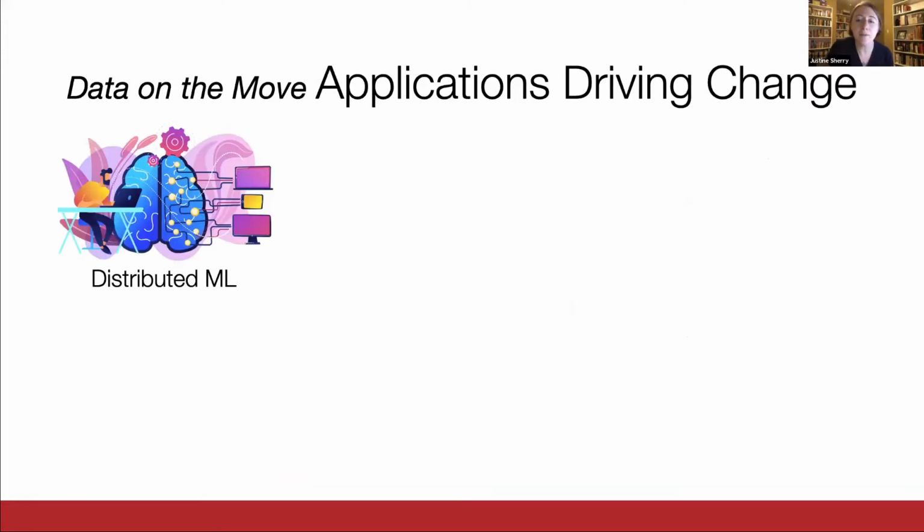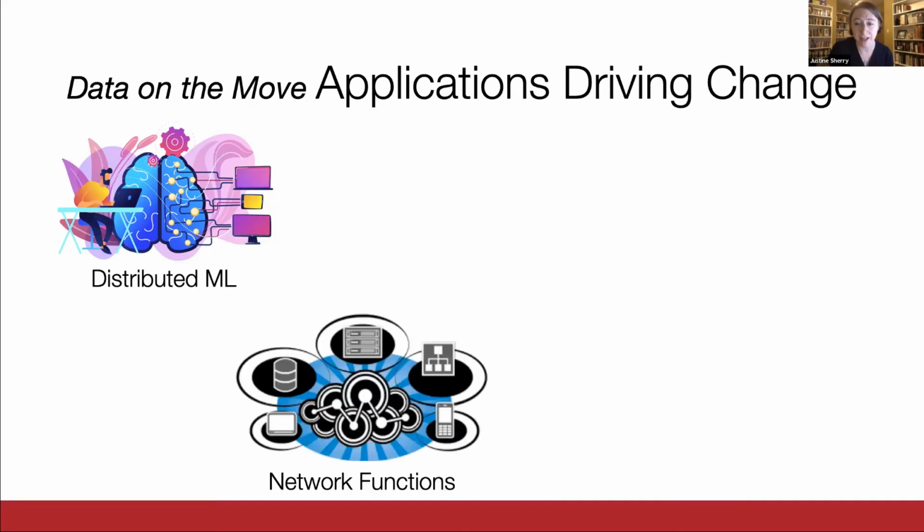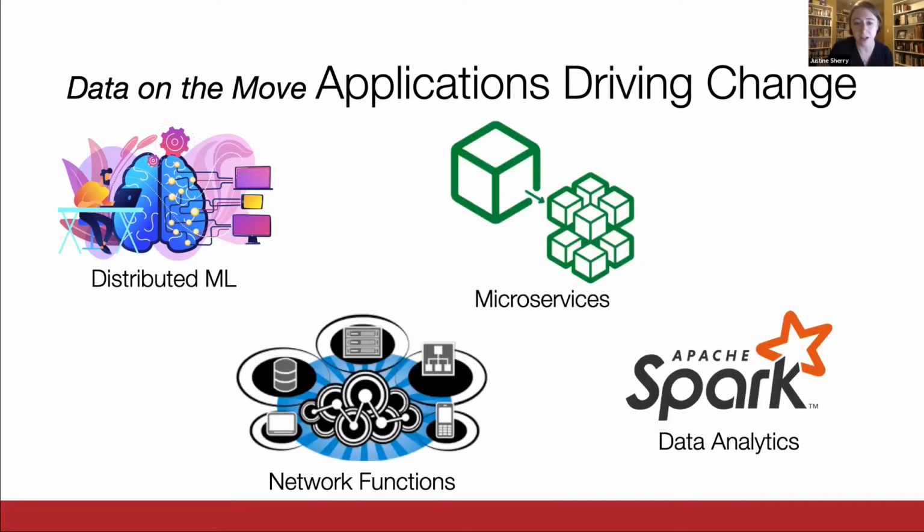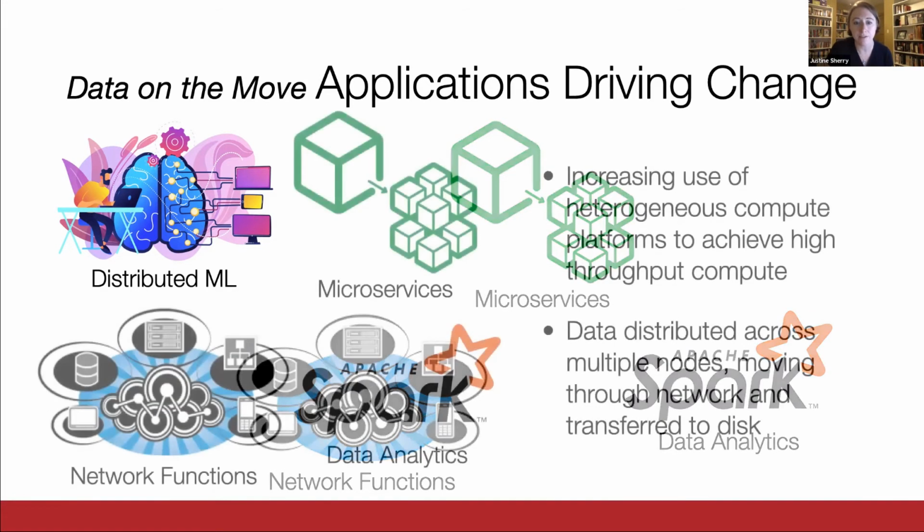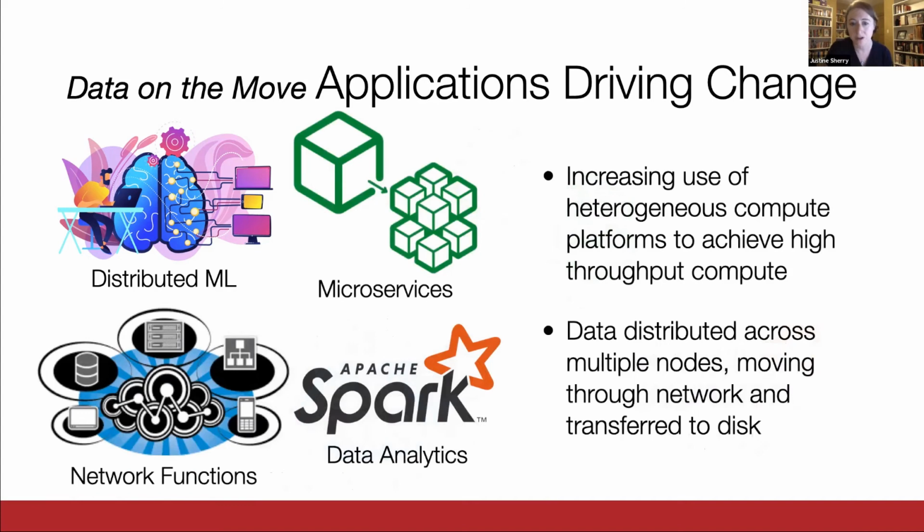Now, data on the move applications are driving change all over the systems landscape. We see things like distributed machine learning, network functions, machine learning, and data analytics, shipping data all over the place. And alongside this data that's being shipped from endpoint to endpoint, we see an increasing use of heterogeneous compute platforms trying to achieve high throughput, and the data is distributed across multiple nodes, and the data is physically moving through networks and disks and memory.